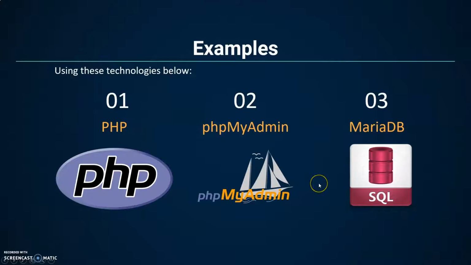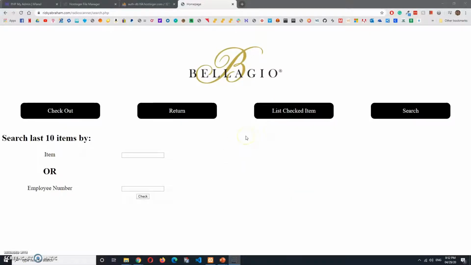And then a little bit here, I'm going to show you an example using phpMyAdmin, also with PHP and MariaDB as the SQL. So here's an example on my mock website. I want to have a feature in my website to look for the last items that were checked out by a certain employee number. So if I enter the employee number here, it's going to check what are the last 10 items that were checked out by this employee.